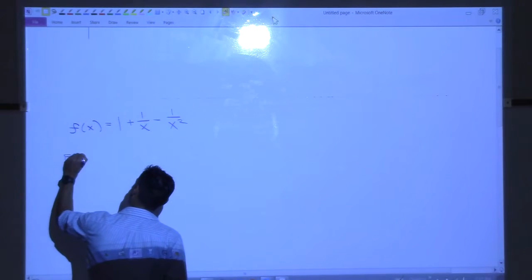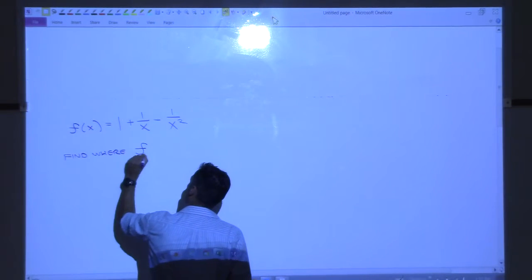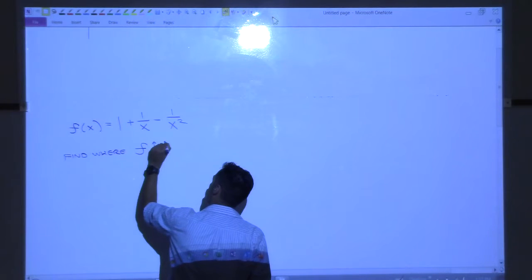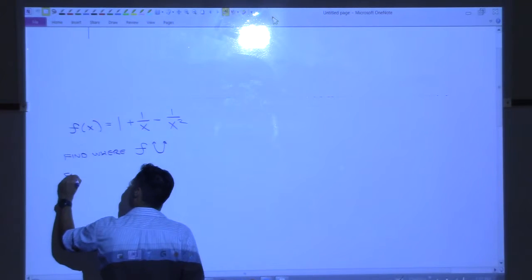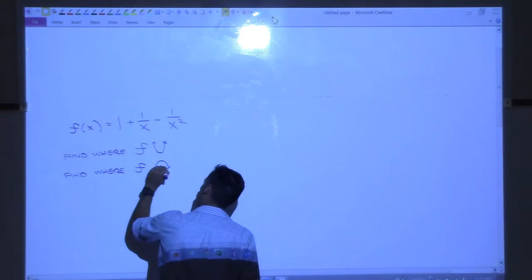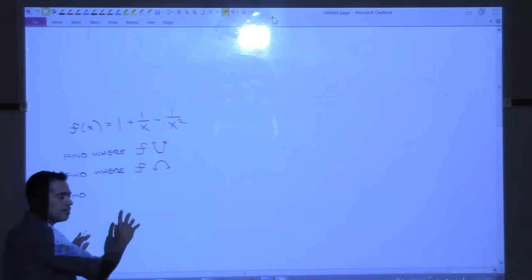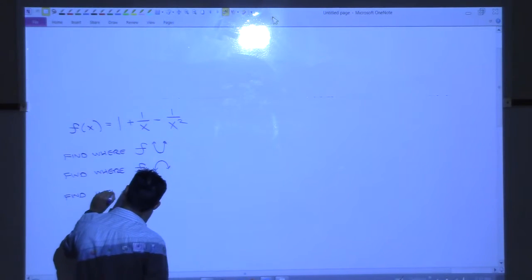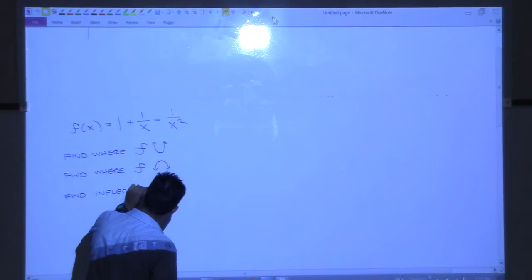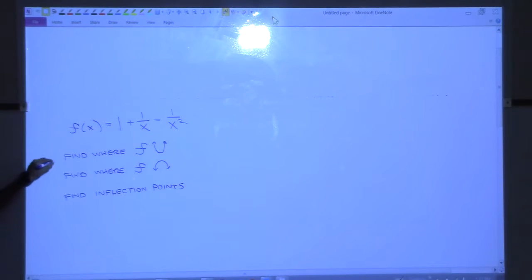Find where f is concave up, and this is the way I'm going to say concave up, and draw a little smile next to it. Find where f is concave down. And finally, find not local max and mins, just inflections. Three new questions, right? How do you think we're going to do it?